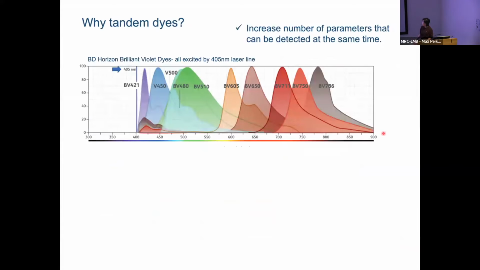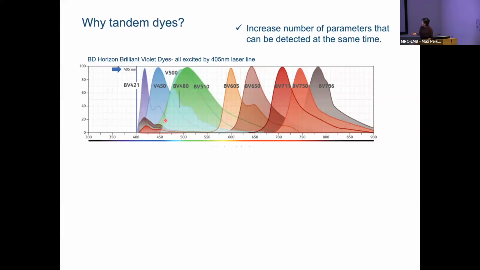So why do we use tandem dyes here? The main purpose is to increase the number of parameters that can be detected at the same time. For example, take the BD Horizon Brilliant Violet dyes. The first, BV421 to BV510, are single dyes. All these dyes in the yellow and red range are derived from these single dyes.